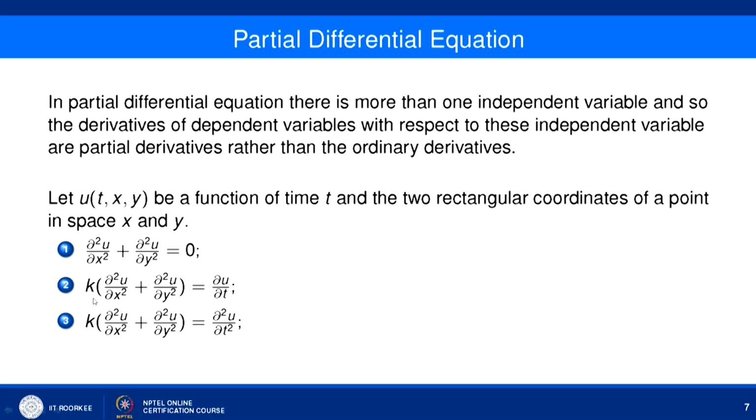Now consider the second example, where all these partial derivatives are present. Here it is k times del 2u by del x square plus del 2u by del y square equal to del u by del t, and the third one is k times del 2u by del x square plus del 2u by del y square equal to del 2u by del t square. In these last two problems, k is a constant, and depending on the problem, k may have some values, and these are very famous examples of partial differential equations.